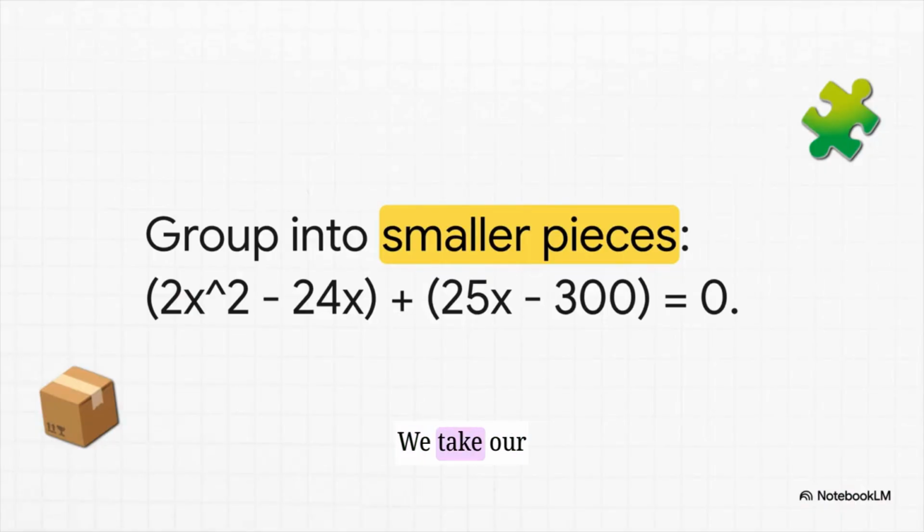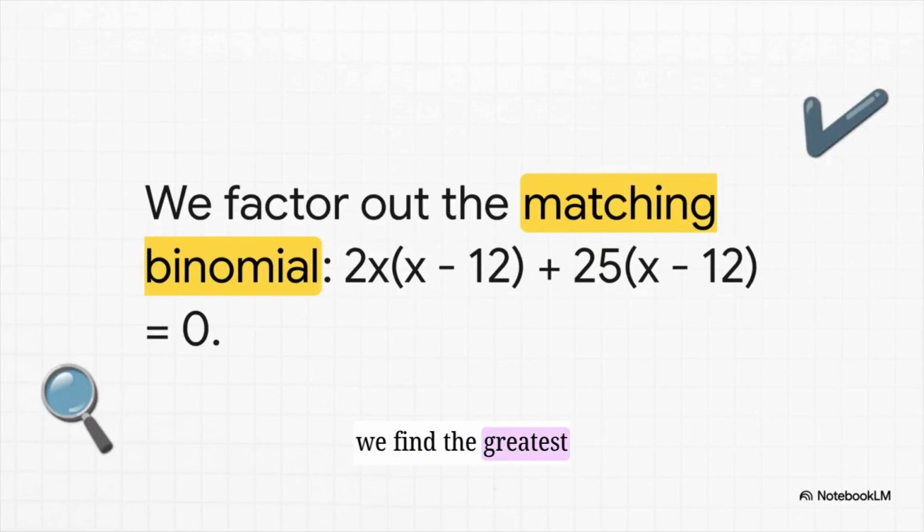First things first, we take our four terms and cleanly group them into pairs. We just throw parentheses around the first two terms, so 2x squared minus 24x, and we do the exact same thing for the last two terms, 25x minus 300. We've just taken this big problem and broken it into two bite-sized, totally manageable pieces. Next, we find the greatest common factor for each specific group. In that first group, 2x squared minus 24x, we can easily pull out a 2x. That leaves us with x minus 12 inside the parentheses.